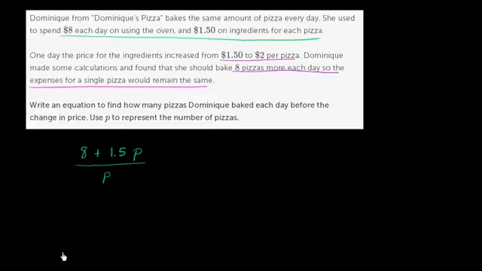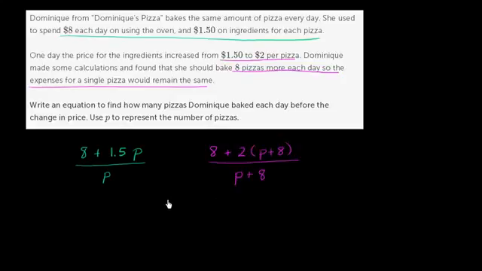Now let's think about what happens after the change in price. After the change in price, her cost per day for the oven is still $8. But now she has to spend $2 per pizza on ingredients. And instead of saying that she's baking P pizzas, let's say that she's now baking 8 more each day. So it's going to be P plus 8. And so this is going to be her total cost for all of the pizzas she's now baking. And if you want it on a per pizza basis, she's now making P plus 8 pizzas, so you would divide by P plus 8.